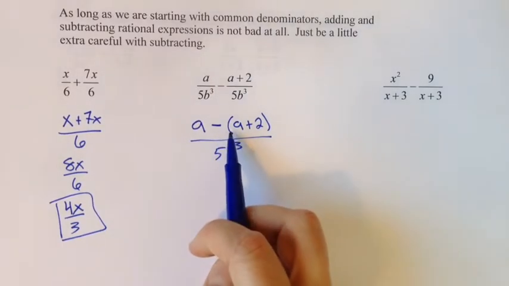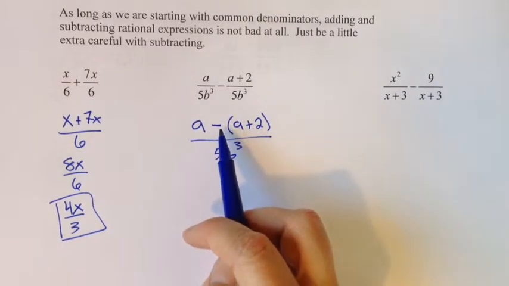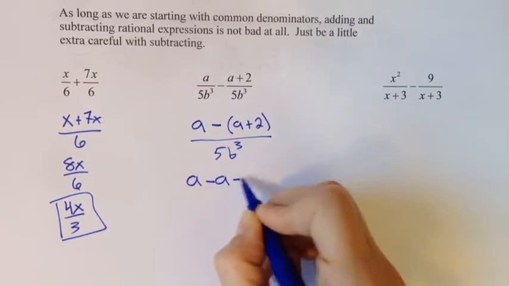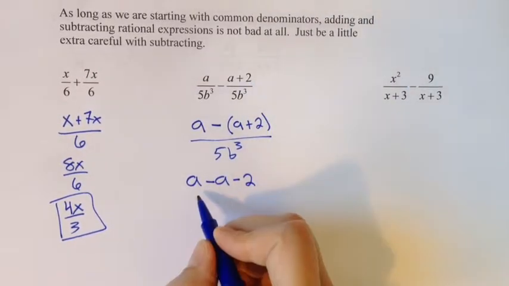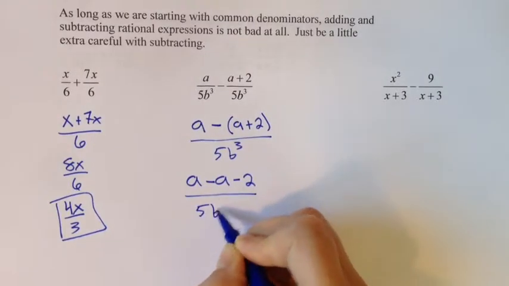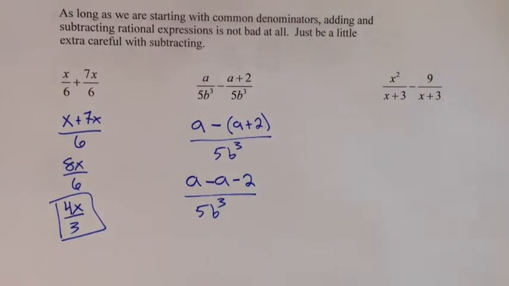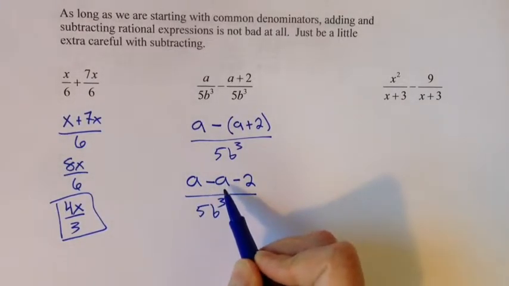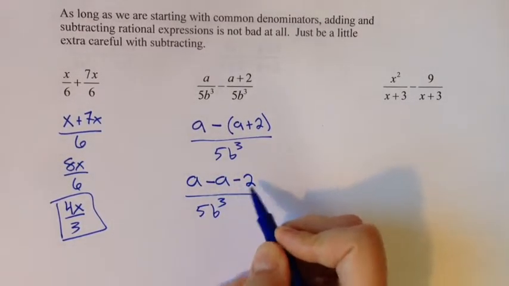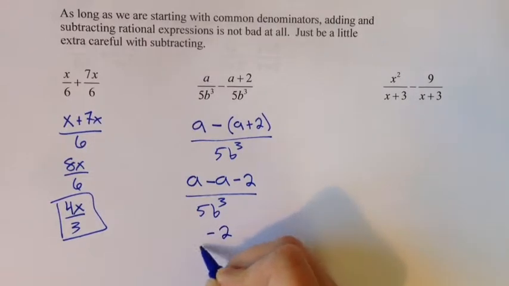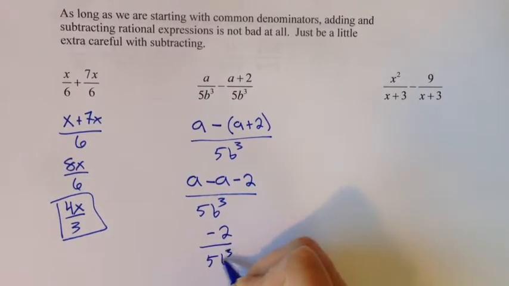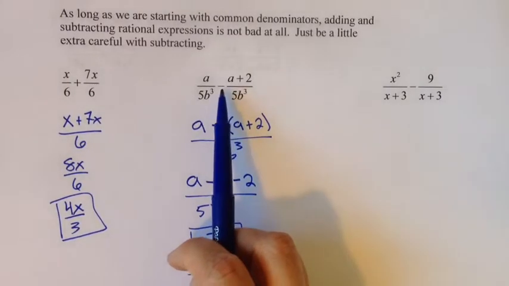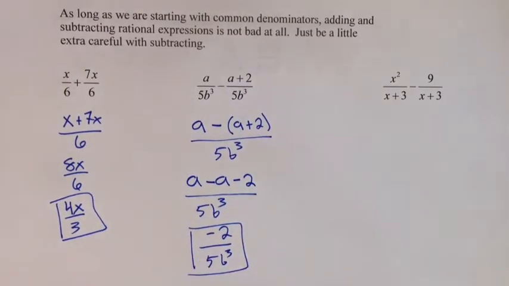The reason that this is important, these parentheses here, is that in my final answer, I'm going to end up with a minus 2, not a plus 2, since I'm subtracting it, all over 5b cubed. Of course, I'm not quite done yet, since I see that I have some like terms that I can combine. A minus a is 0 a's, actually, so I'm left with just a negative 2 on top and a 5b cubed on the bottom. So subtracting isn't so tricky. You just need to make sure that the negative gets distributed to all the parts of the numerator.